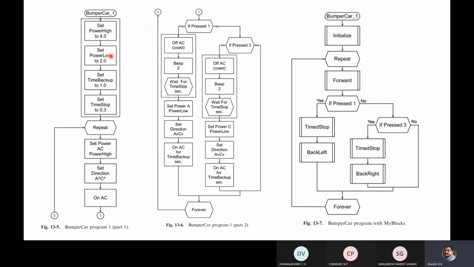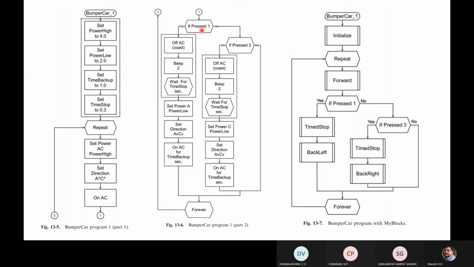Next, this is the first part of the program, and this is the continuation of the first part. Now you have switched on both motors A and C, and the robot is moving in forward direction. Next, there will be a decision. It will reach a condition where it has two options.